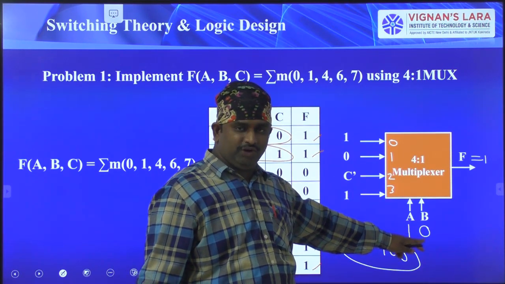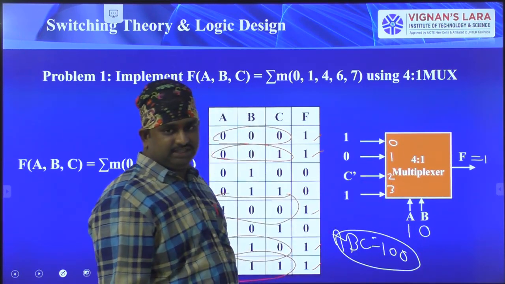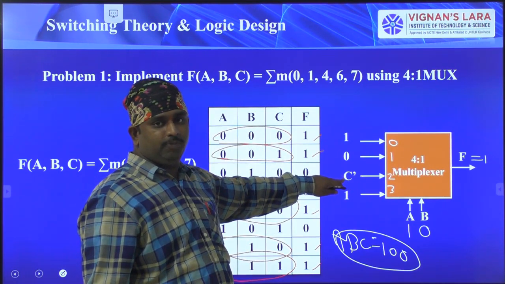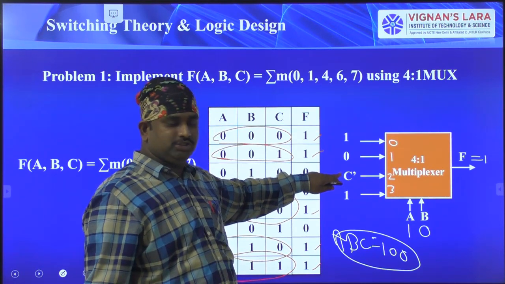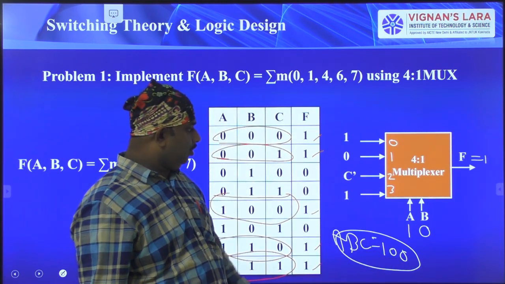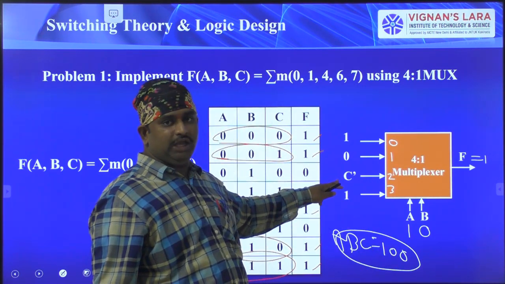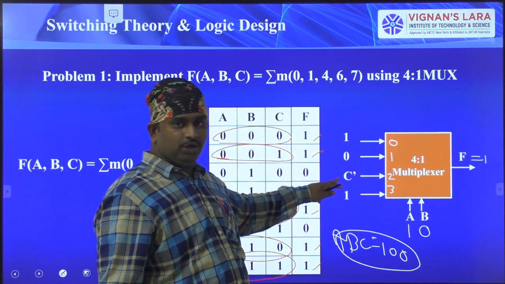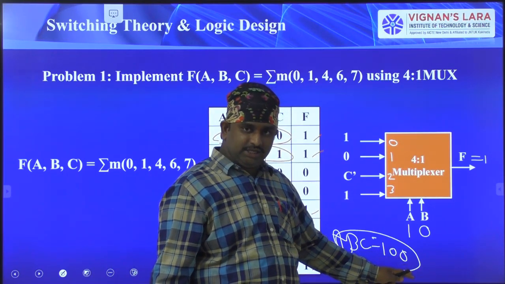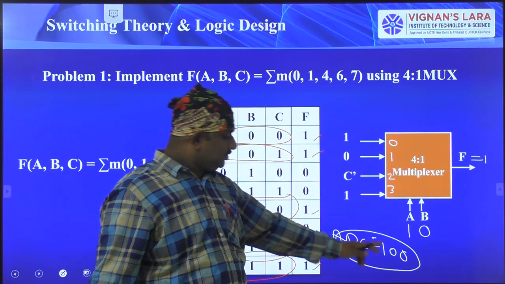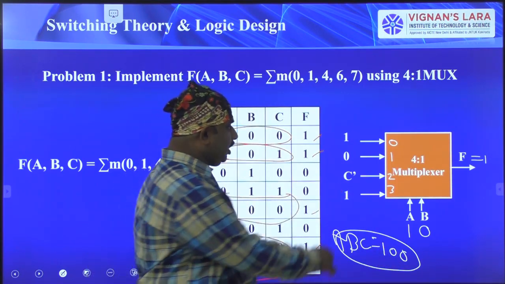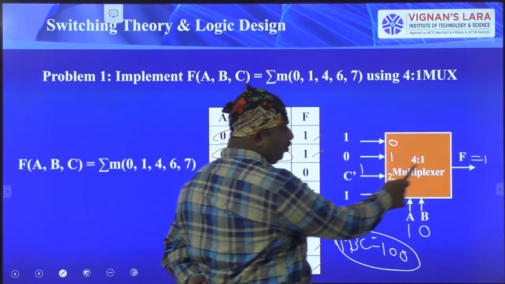If AB is 1, 0, the second line will be selected, and here the input is equal to C bar. Actually the given value is C, and C is equal to 0. But we need C bar. C is equal to 0, so 0 bar is equal to 1. Here the input is equal to 1. This one goes to the output.